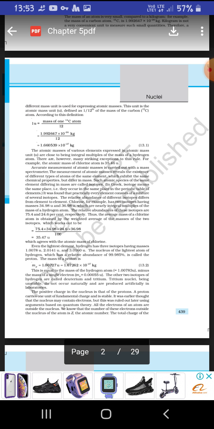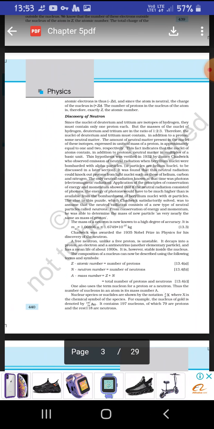The mass of the proton is equal to 1.00727 u, which is equal to 1.67262 × 10^-27 kg. We get this as the mass of the proton.